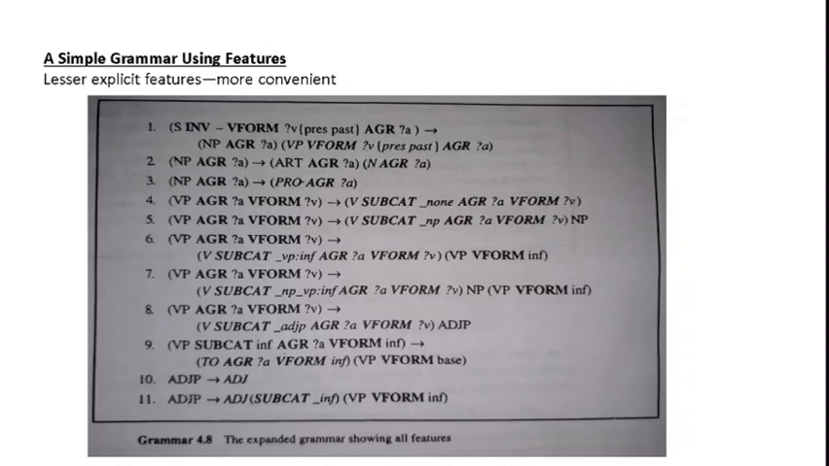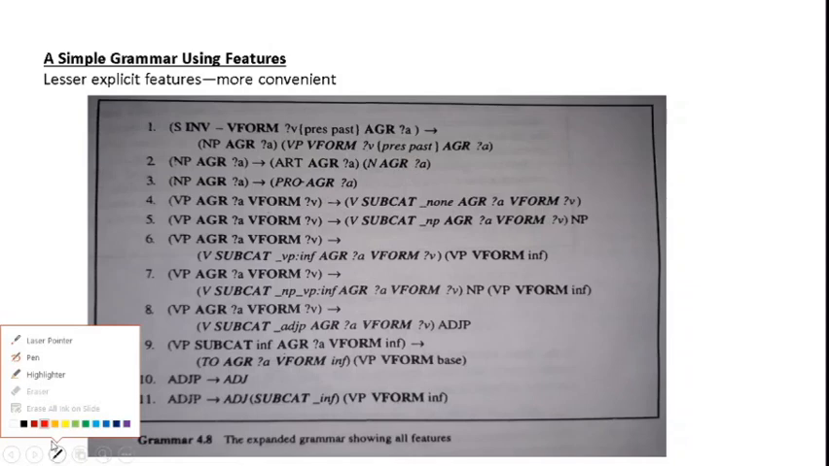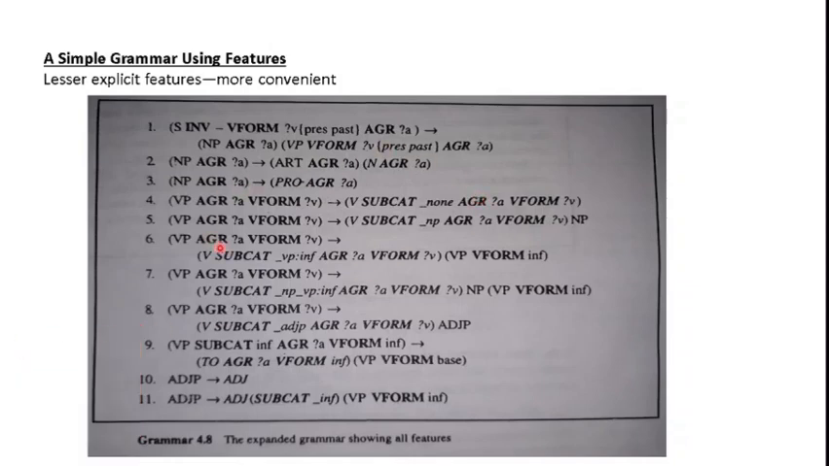Now we will try to design a simple grammar using features and some of the common conventions that we use in designing such grammars. So this is an example of a grammar that has been written using features. We have seen all these features, right? Verb form, AGR, and binary feature, subcat, everything we have seen. So how we can write such a grammar and how we can use it in a convenient way, that we are going to learn.